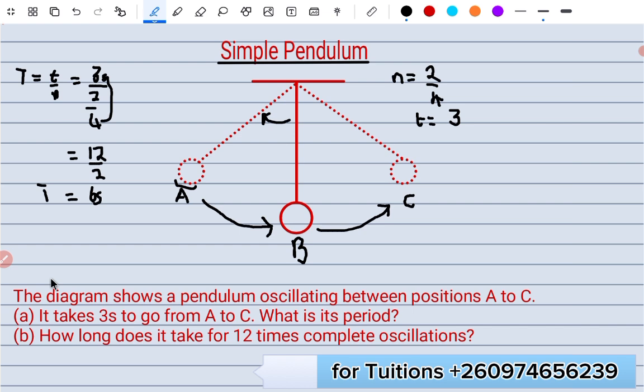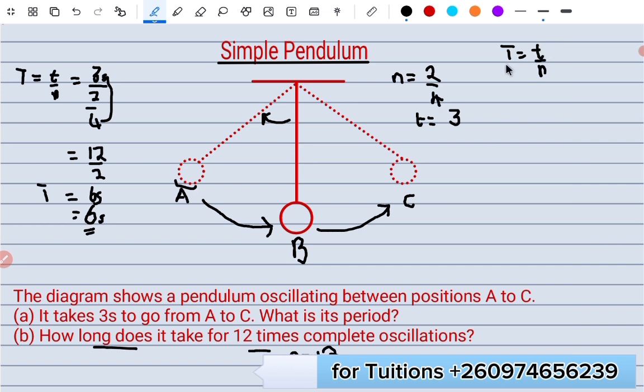How long does it take for 12 complete oscillations? So once you are given the number of oscillations here, it means your n is 12. You don't need to count from here. Your n is 12. So now they want us to find how long it will take. We know the formula that period is equal to t over n. The period, we've already calculated, is 6 seconds. So we have the number of oscillations, and we're finding the time taken.